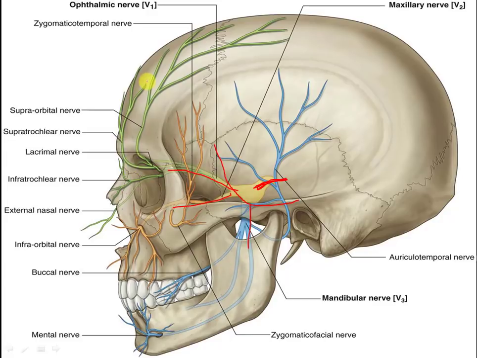For example here in green, this division is called ophthalmic nerve. It brings sensations from the skin of the face, this area. This branch is the maxillary nerve. It brings sensation from the skin here overlying the maxilla. And the third branch in blue, the mandibular nerve, which brings sensation from the skin here overlying the lower part of the face, overlying the mandible.